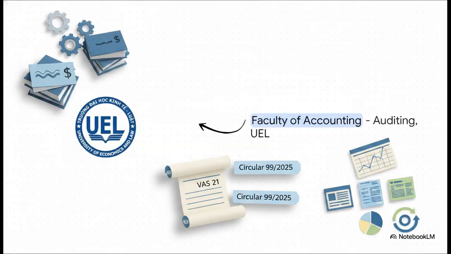Now, to make sure we're working with the absolute best, most rigorous info, we're pulling our framework today straight from the Faculty of Accounting and Auditing at the University of Economics and Law. Specifically, we'll be looking at the standards set by VAS 21 and Circular 99/2025. It's highly authoritative, it's structured, and we are going to completely demystify it for you right now.